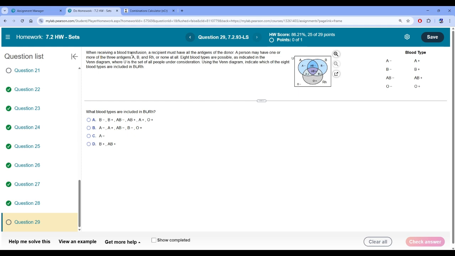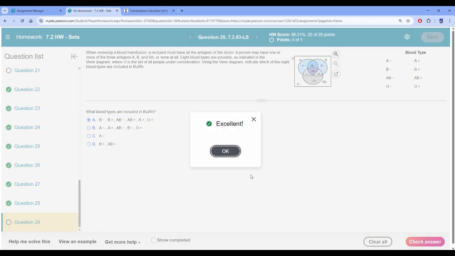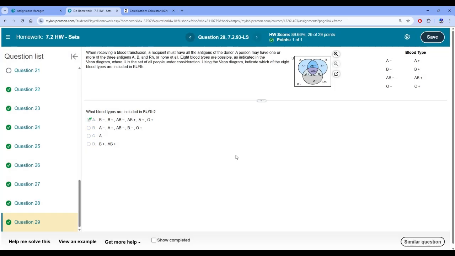Okay. When receiving a blood transfusion, what blood types are included in B union RH? B union RH. So everything here and everything here. So we got the big one. Holy smokes. The only one I don't have is A negative, which is this guy right here. And that was it. Awesome.